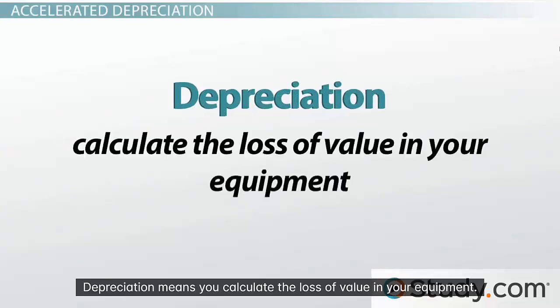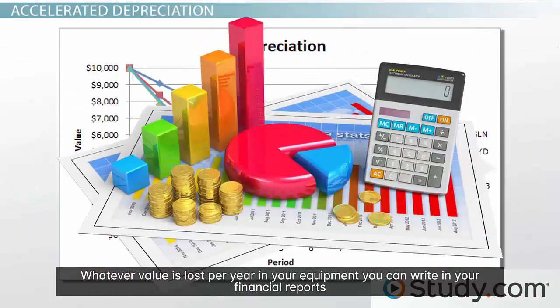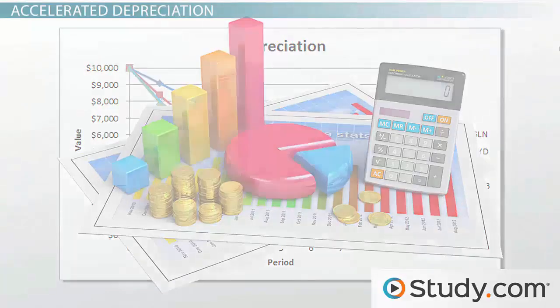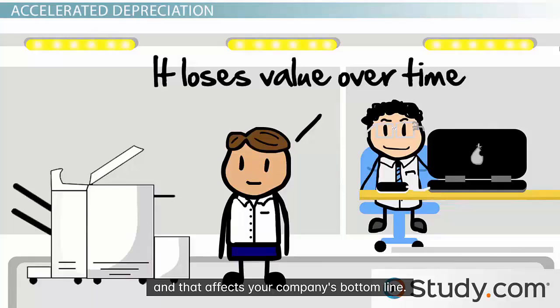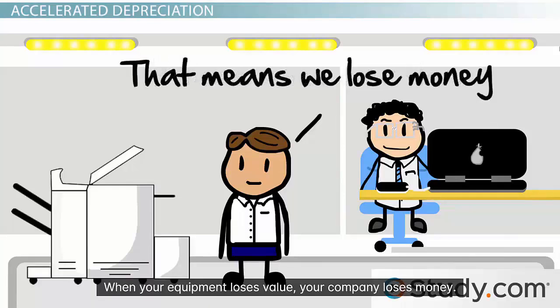Depreciation means you calculate the loss of value in your equipment. Whatever value is lost per year in your equipment, you can write in your financial reports and then transfer the appropriate amount to your year-end taxes. By doing this, you are taking into account that your equipment loses value each year, and that affects your company's bottom line. When your equipment loses value, your company loses money.